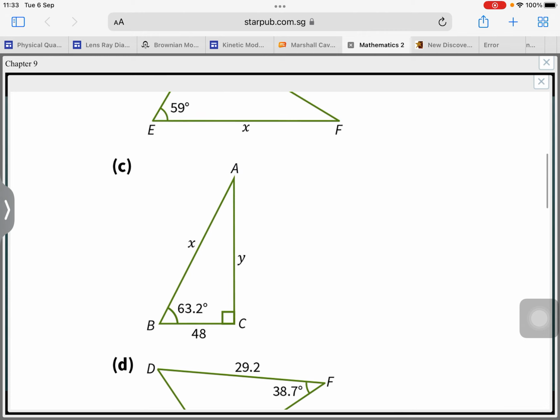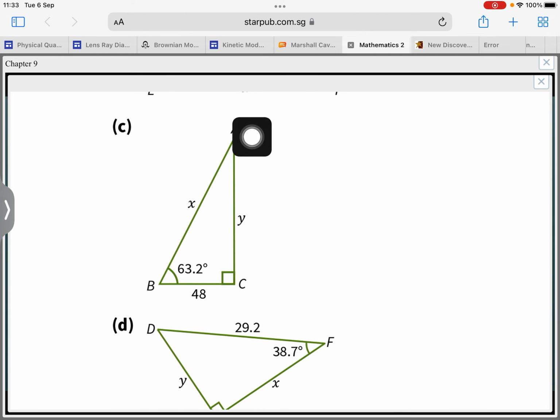Okay, we move to part C. Part C, another right angle triangle, triangle ABC. So the reference angle here is my 63.2 degrees. I need to find X. So BC is my adjacent. This is the given side.